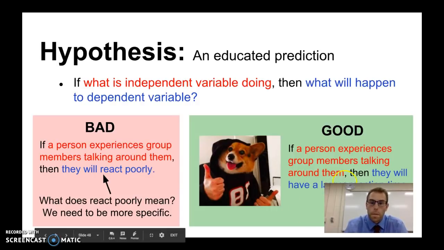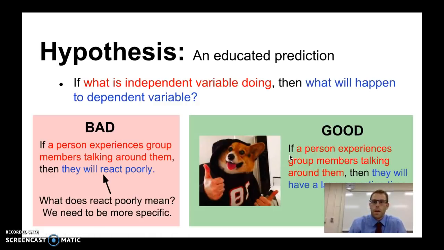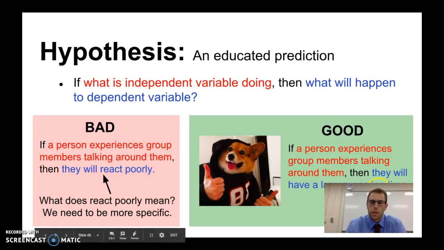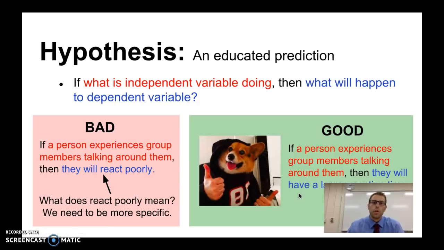So this would be a better one. It's almost the same. If a person experiences group members talking around them, then they will have a larger reaction time. So notice the only difference there is that I'm being a little bit more specific. I'm measuring reaction time, right? So I'm including that in my hypothesis. I'm not just being general and saying like, oh, they'll react poorly.